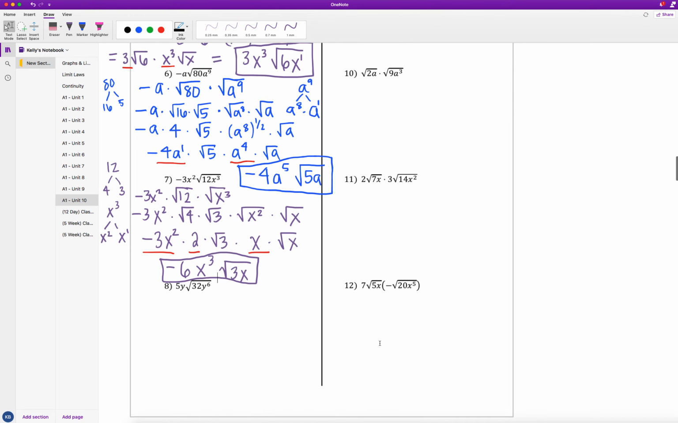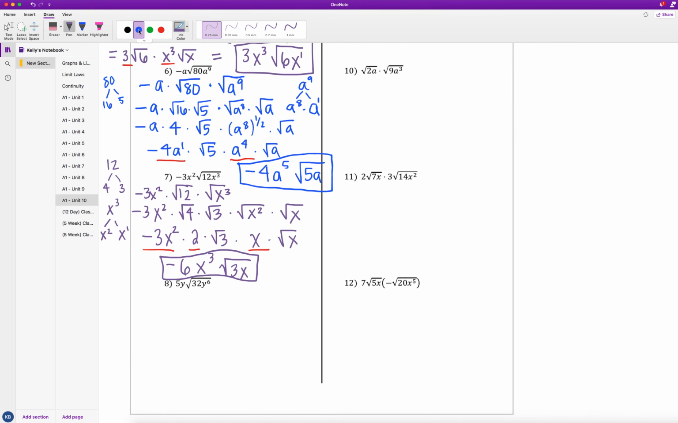Okay, let's look at example 8. So in example 8, we have 5y times the square root of 32y to the 6th. Why don't you guys pause the video and do example 8 on your own first as well. Let's check example 8 together.